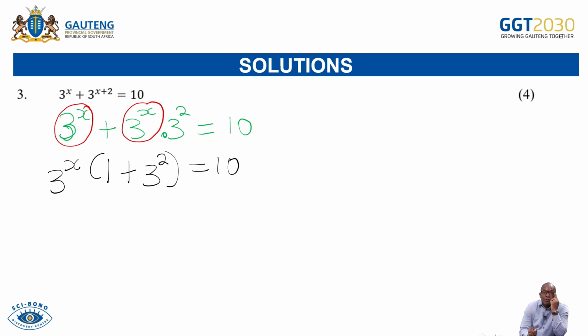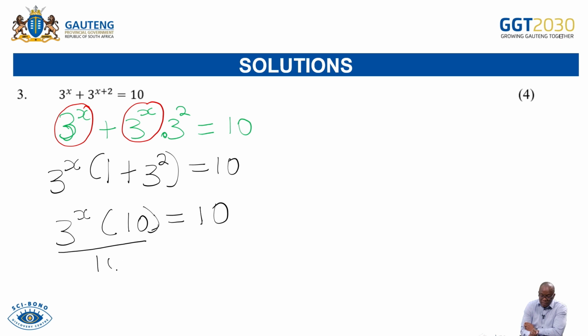Correct? So now, 3 to the exponent of x into, if we add those ones, we get 10. It's equal to 10. We divide both sides by 10. Then 3 to the exponent of x is equal to 1.